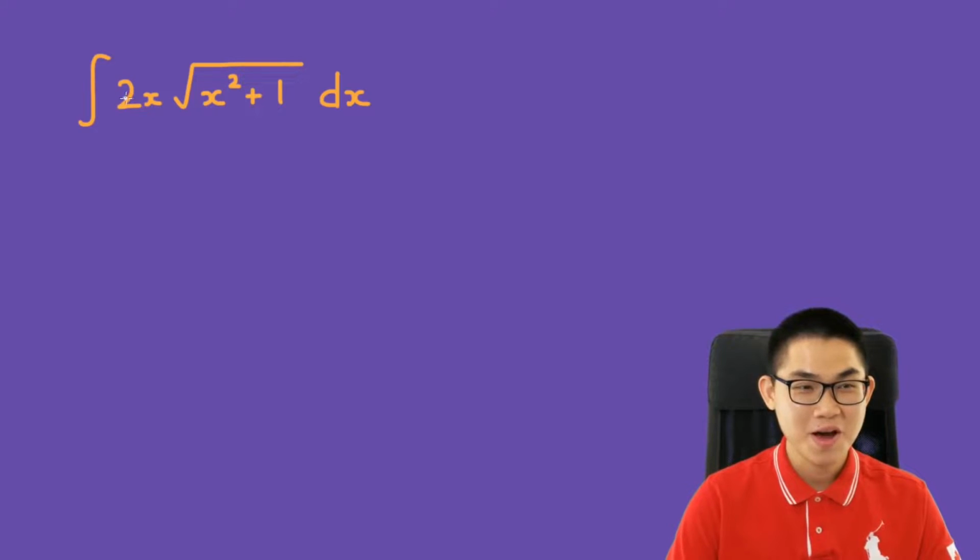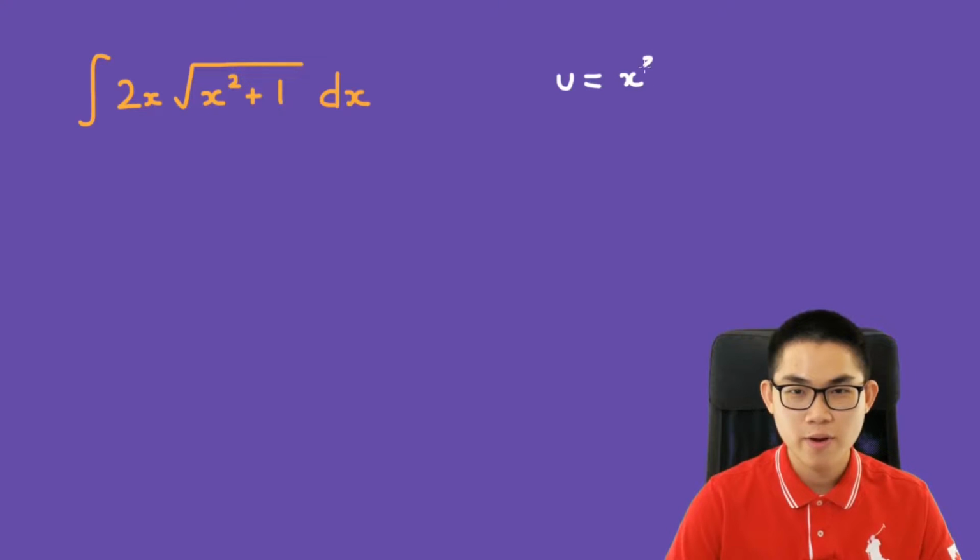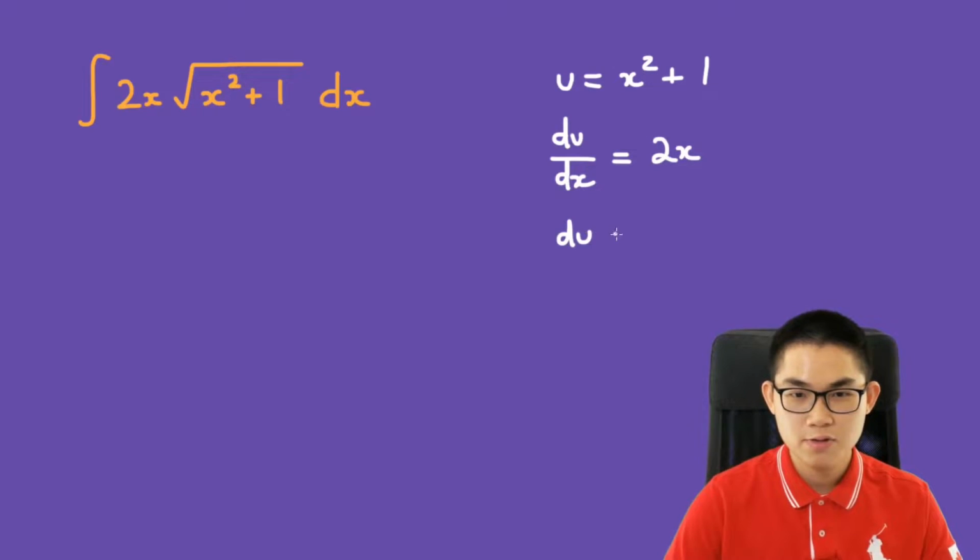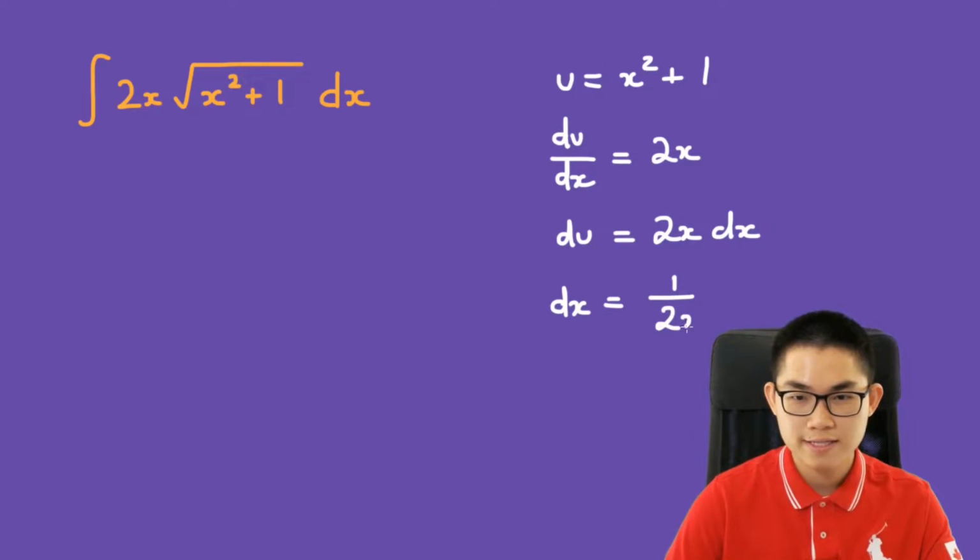The integral of 2x times the square root of x to the power of 2 plus 1 dx. So let's simplify whatever is inside the square root. Let u is equal to x squared plus 1. So du over dx is equal to 2x. And then du is 2x times dx. So dx is 1 over 2x du.